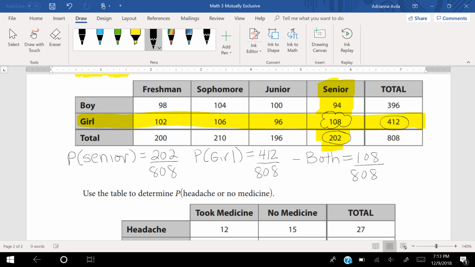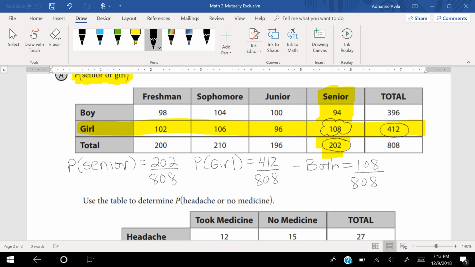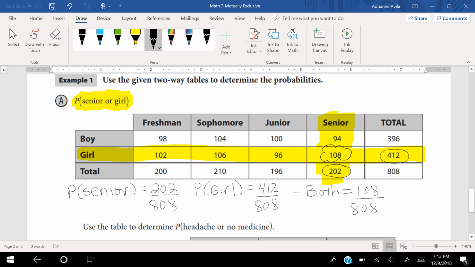And so now if I think about doing all of that subtraction and simplifying my fractions, all of that together, this is going to be the value 253 out of 404. And again, that is a simplified fraction if I add the probability of senior and girl and subtract off both.